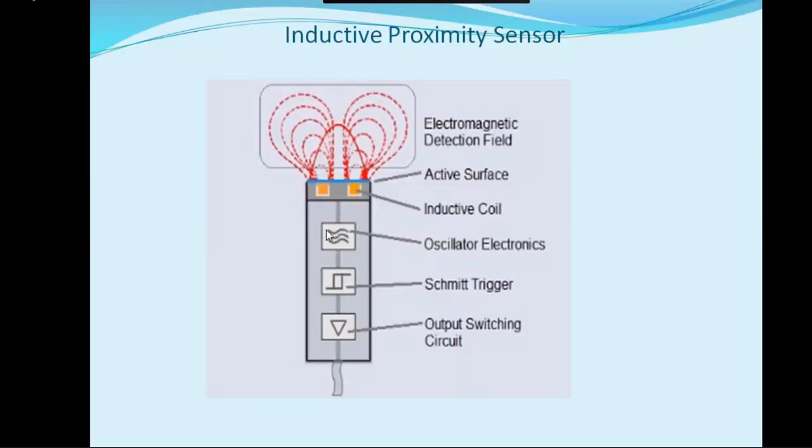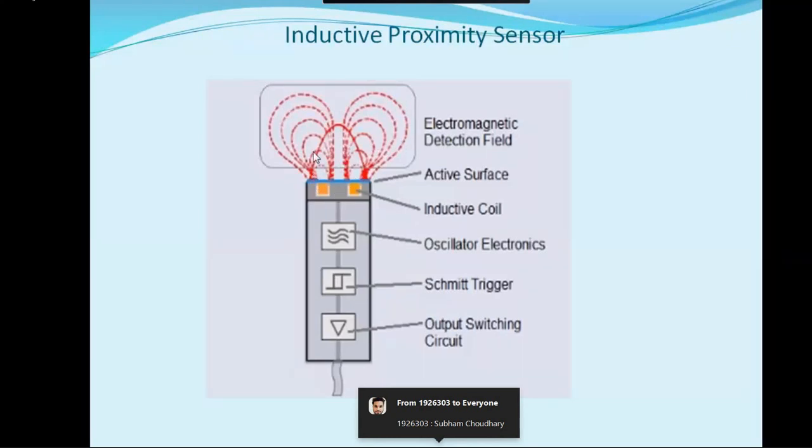So what will happen? In the inductive coil, the eddy current flows through the circuits. As a result, the flux around this coil is reduced, with a consequent reduction of the inductance of this coil. Basically, this effect depends on the distance between this target and this coil.